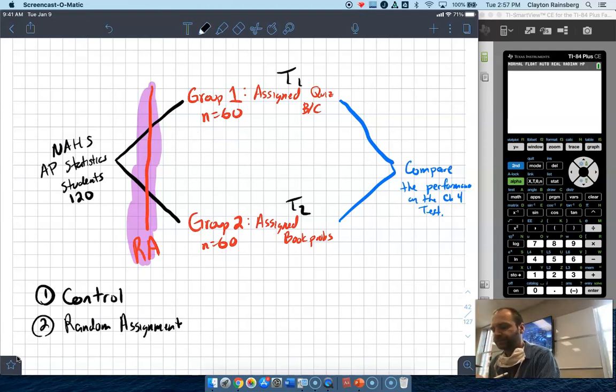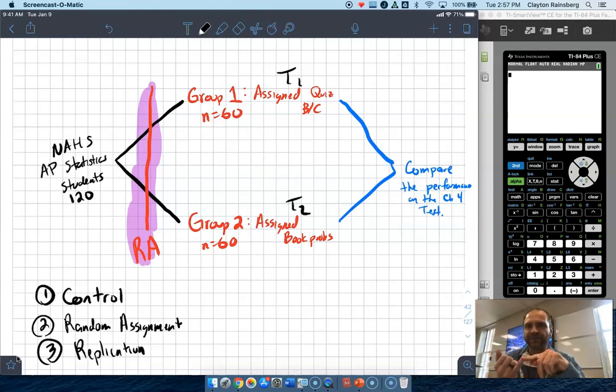What's the third one? Well, the third principle we have is replication. Did I use enough subjects in the experimental units and in the treatment groups, so that when I make my comparison, I can make my statement that this treatment caused this effect? Doing the book problems was better than doing the quiz, or vice versa. Did I use enough subjects to make that comparative statement?